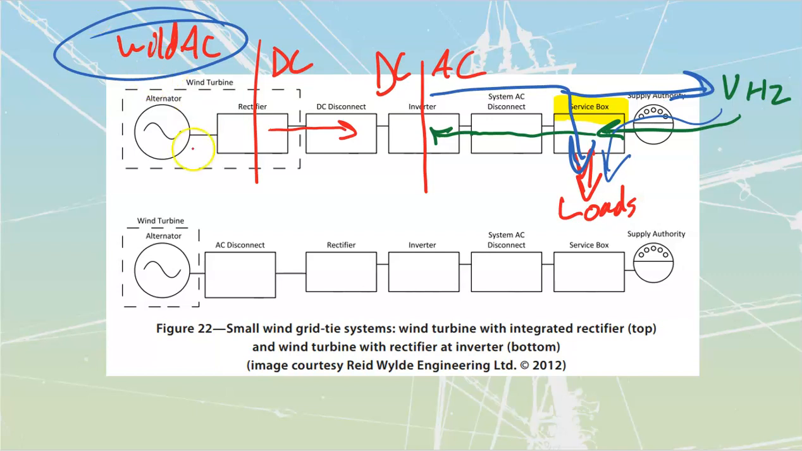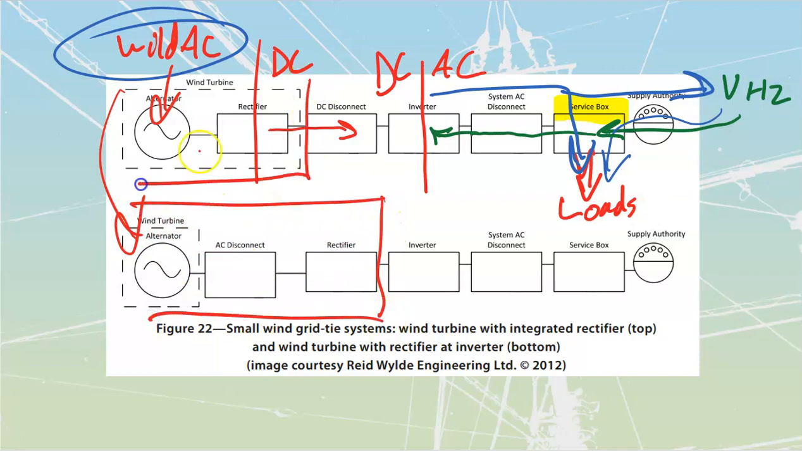This one over here on the bottom also is going to be generating wild AC. The wild AC is always inside of the alternator. This one over here, when we rectify it, we pass it out as regulated DC at that point. This one, we're going to pass out the wild AC to our AC disconnect, and then we're going to do the rectifier on the outside. Basically, this whole section is this whole section.